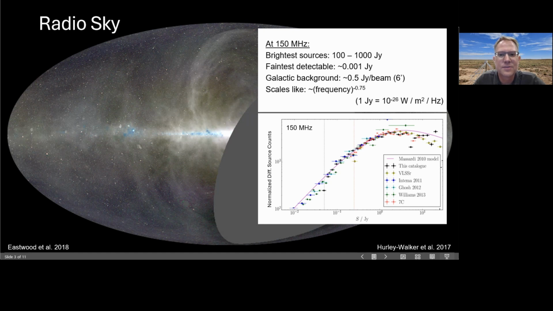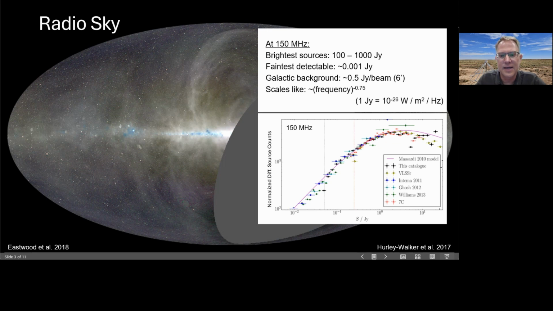And this haze of the galactic background would be of order half a Jansky on the resolution of these types of maps. We're looking at probably going to lower frequencies than this 150 megahertz data here, but it scales not too steeply. These sources get a little bit brighter at lower frequencies, but these numbers are still a good ballpark number. And the bottom plot's just showing an example of where the counts of radio sources have been cataloged.